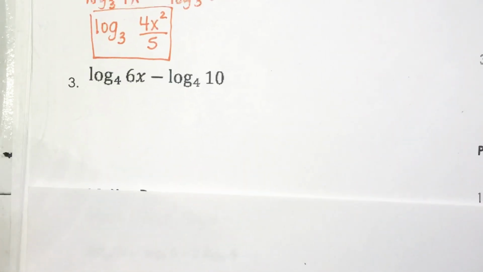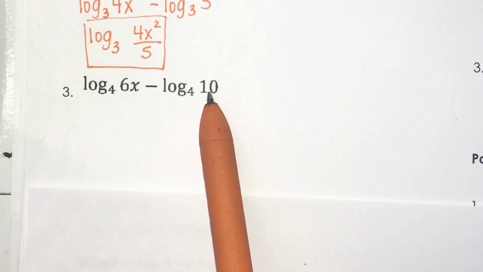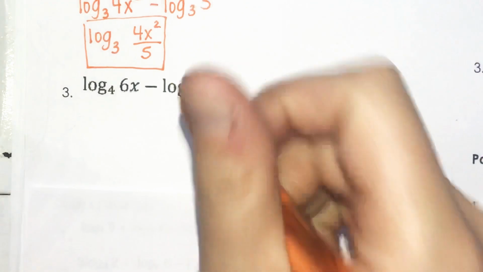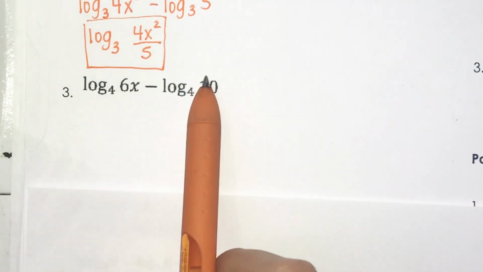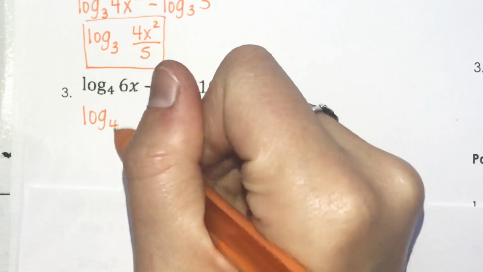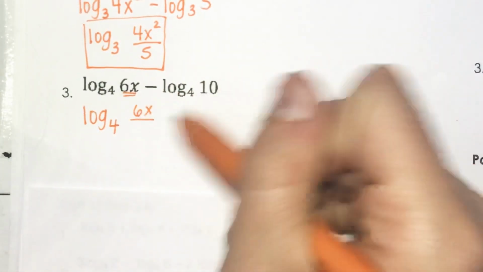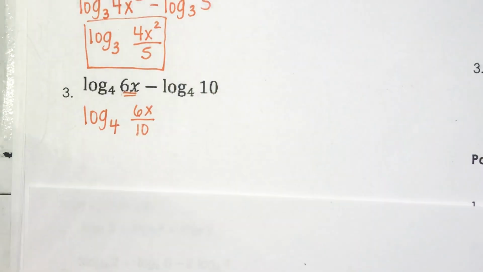Number 3. Okay, log base 4 of 6x minus log base 4 of 10. So again, I know that subtraction really means that I'm going to be doing the quotient rule. So I'm going to be dividing. There's no power rule or anything funky, so I'm just going to leave it how it is. I've got log base 4 of, here's my numerator, 6x. And my denominator is 10.